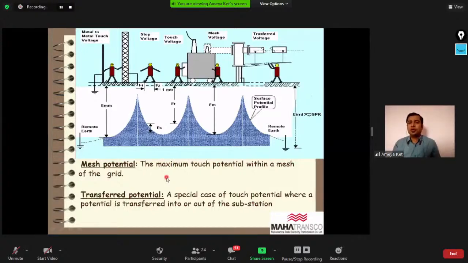Coming to mesh potential, as we know, mesh potential is the maximum touch potential within a mesh of the grid, and transfer potential is a special case of touch potential where a potential is transferred into and out of the substation. For example, metal to metal, as we are seeing on the screen, is an example of transfer potential. Similarly, a man working with a ladder is also a case of transfer potential. If you are standing near the fencing of the substation, we are transferring the potential from inside the substation to outside the mesh. So this is also a case of mesh potential and transfer potential. We'll move ahead.